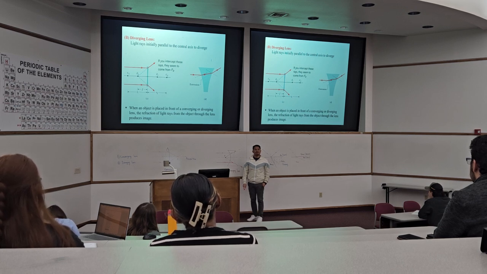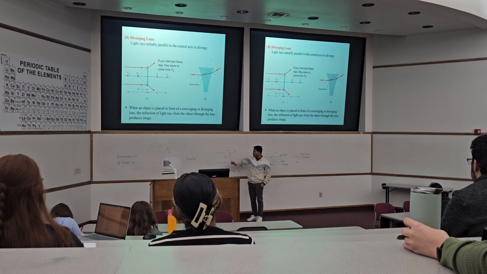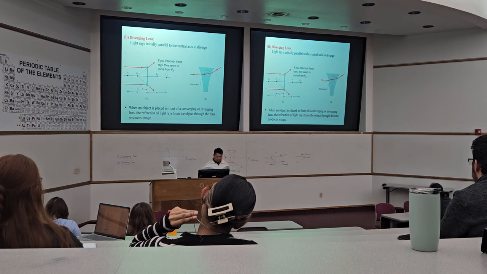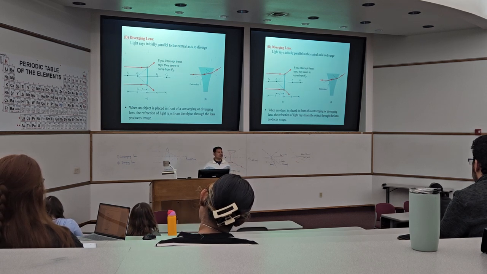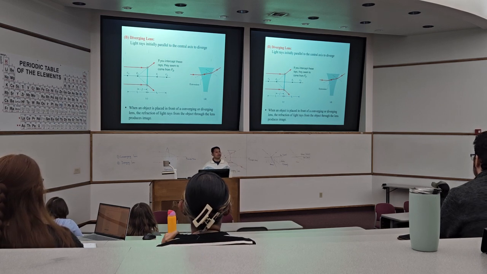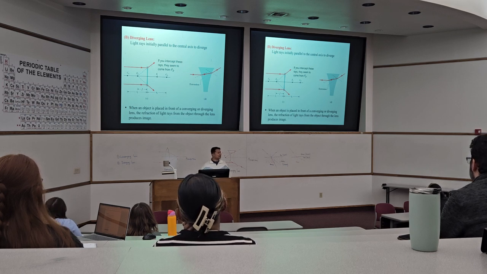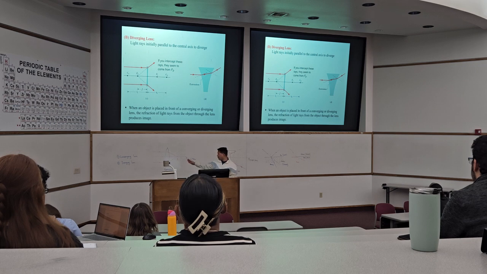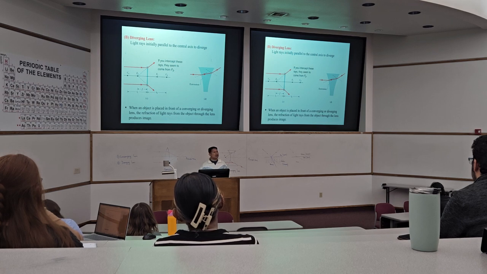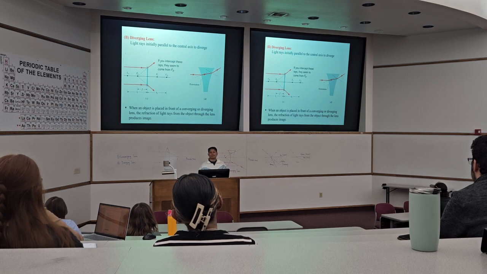Why is it happening like that? Why is light diverging over here and converging over here? Is there any way we can explain it with the physics knowledge you have learned so far? Sometimes you think to yourself, what is happening? You have the same material, let's say made out of the same glass. Why is light converging in one case, and why is light diverging in another shape? Anyone have an idea how we can explain?